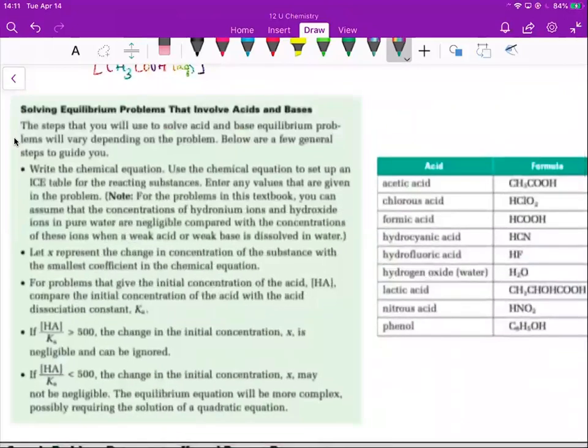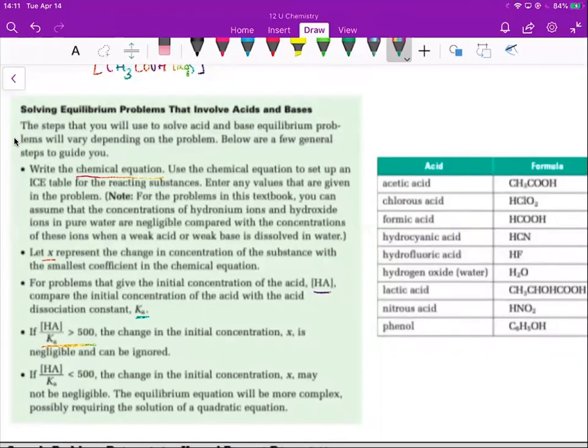And so when we're solving equilibrium problems that involve acids and bases, let's go through the steps. You obviously write the chemical equation because we have to look at stoichiometric relationships between all the different entities, whether it's a 1-to-1, 2-to-1, whatever, okay? Enter any values. You guys know about ice tables. Then let X represent the change in concentration. For problems that give the initial concentration of the acid, compare the initial concentration of the acid with the acid dissociation constant, Ka. We're going to do the 500 rule to simplify things, to see if we can make it easier for us.